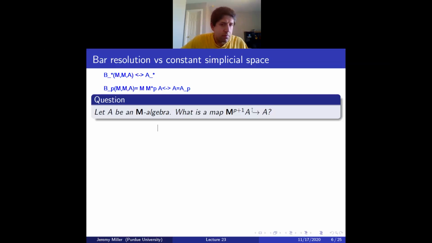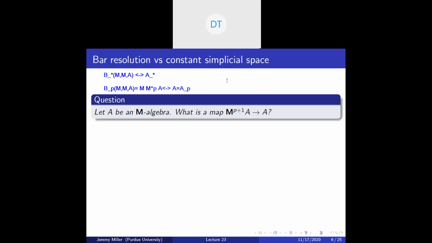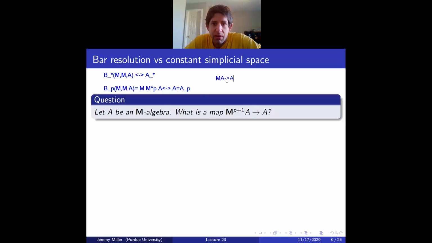Well, don't we have a map from MA to A because of the M algebra structure? Yeah, the M algebra structure gives you a map like this, and you can just iterate that map. Right, so that gives you a map. If you parenthesize, that would give you a map MA.